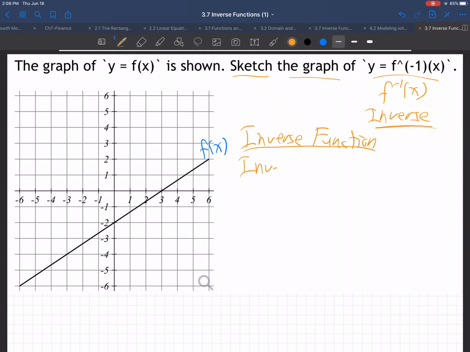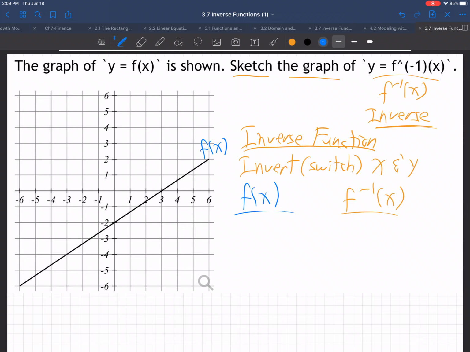Remember the first step in finding an inverse function. What's step number one? You invert or switch x and y, right? That's what's inverted. That's what it means to be an inverse function. The x values and the y values have switched. Okay, so let me make a little table here. Here's f of x, and right next to it, I'll put f inverse of x.